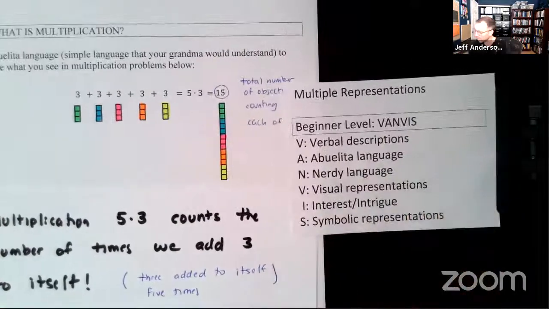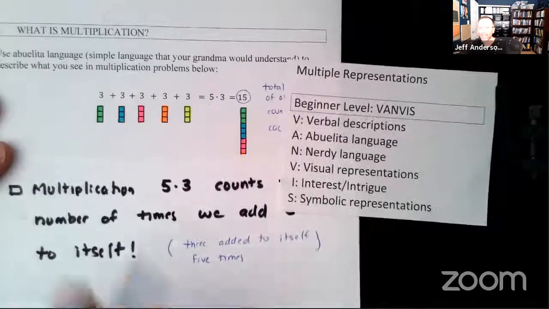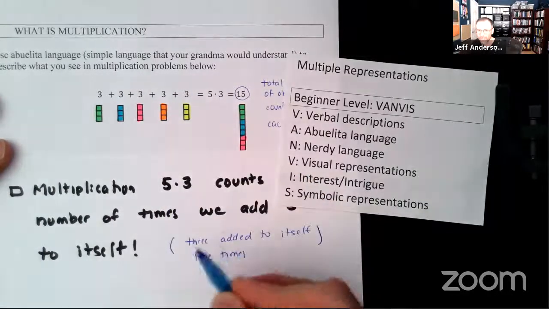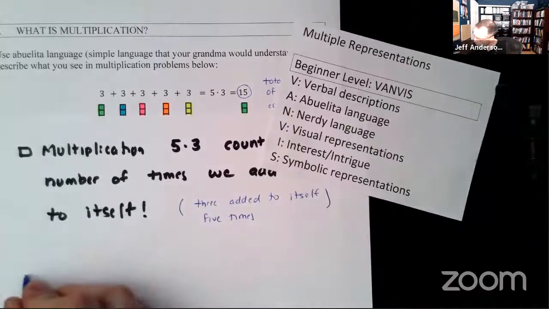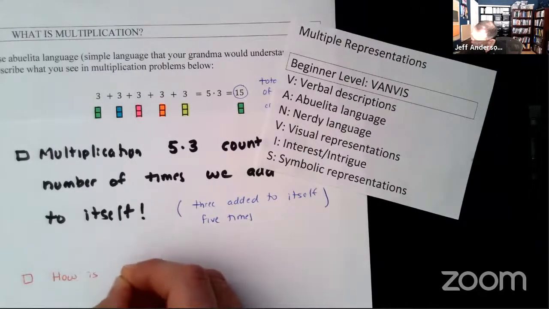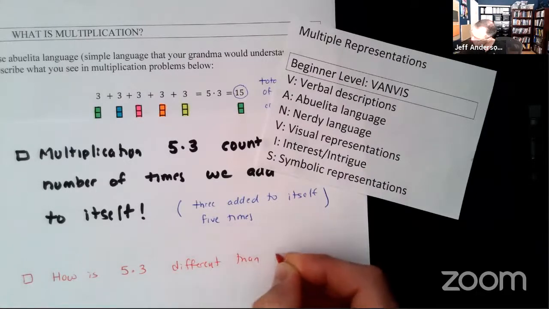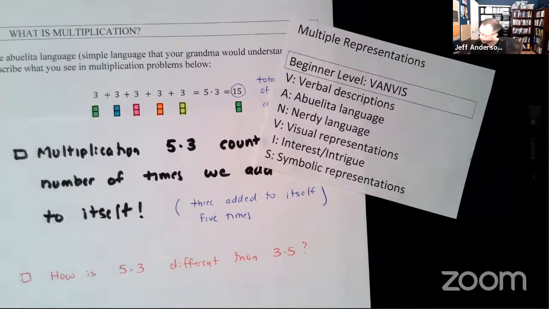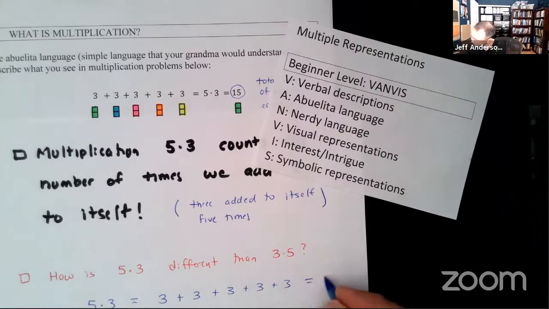I have my first question that comes up from this. I'm starting to get intrigued by this information, which is, well, okay, I know that 5 times 3, based on this analysis, is counting the number of times I add 3 to itself, but how is it different? I'm gonna go ahead and write this in red. How is 5 times 3 different than 3 times 5? In particular, what we've just said is that 5 times 3 is equal to 3 plus 3 plus 3 plus 3 plus 3. And I know that's 15.